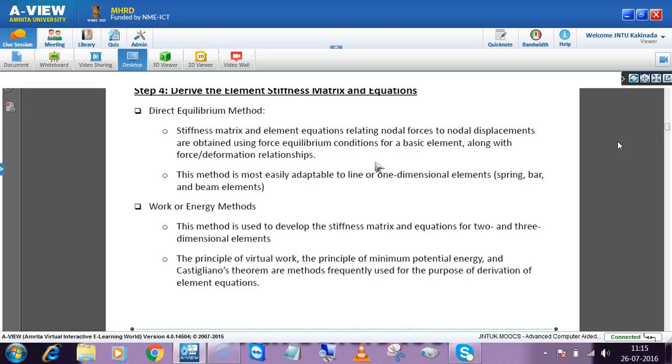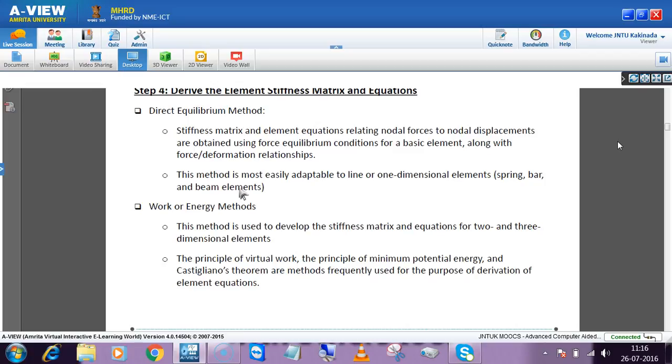So basically the stiffness matrix relates nodal forces to the nodal displacements. As you see, stiffness is force per unit deformation. Okay, so it's a direct relationship between the force and deformation. Okay, direct equilibrium method is a simple technique to establish the stiffness matrix equation.